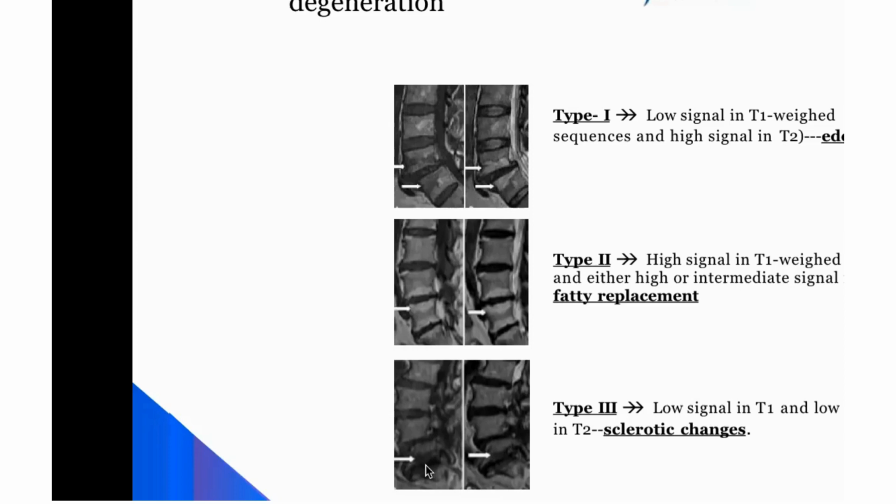But if you have a condition like this, now if you look at this, out of the 3, this is the most horrible looking desiccated disc. And look at these end plates. This is dark on both. That means it's a sclerosis. It's a sclerotic, desiccated disc.